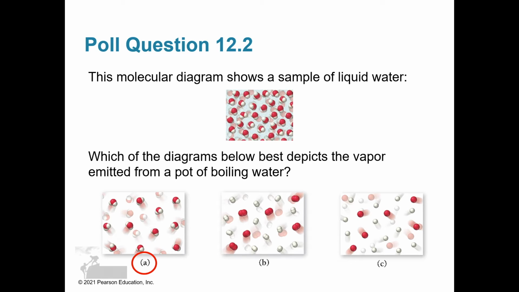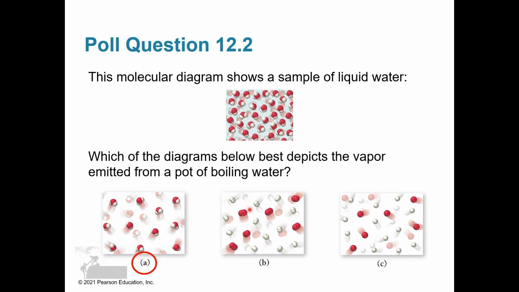The answer here is letter A. You can see that we still have 1 red ball connected to 2 white balls, and that depicts 1 oxygen connected to 2 hydrogens, so we're still working with H2O. But this time it's in the gaseous phase because there's a lot more space in between these molecules compared to that of water. Okay, let's take a look at choice B.